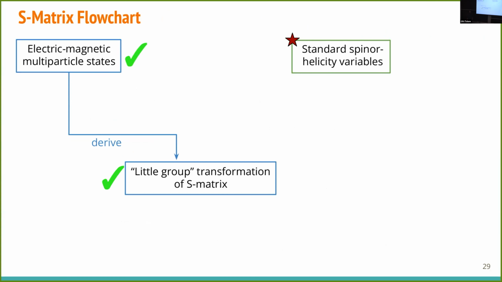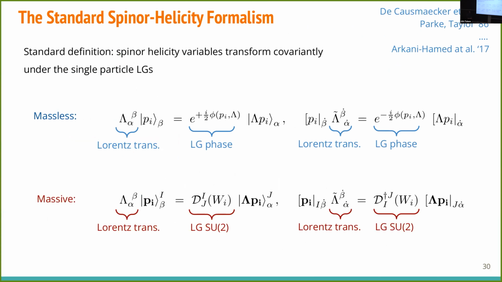Good. All right, let me jump ahead a little bit. So now we have a postulated transformation rule, and we need the Lego blocks to construct the S matrix. So we have the usual Lego blocks that have nothing to do with monopoles. These are spinor helicity variables. There are massless ones associated with massless particles, and there are massive ones associated with massive particles.